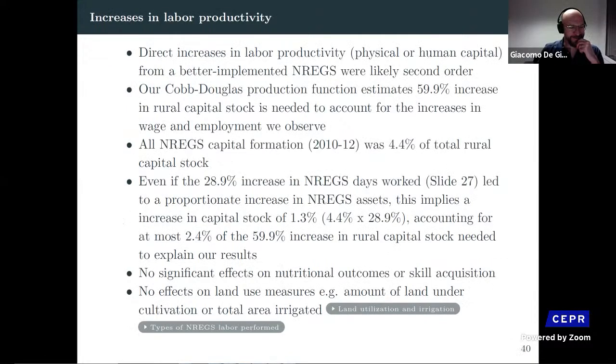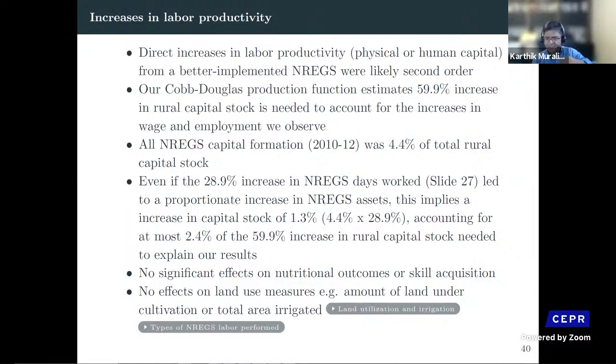So, all right, let's talk labor productivity. In this Cobb-Douglas, the amount of capital stock increase you would need to explain these results is about 60%. And what we see is that all NREGA capital formation was only about 4.4% of total rural capital stock. So even if this 30% increase in NREGA days work we find led to a proportional increase in assets, that would imply an increase in capital stock of only 1.3%, which would account for only about 2.5% of this total increase needed to explain the effects.